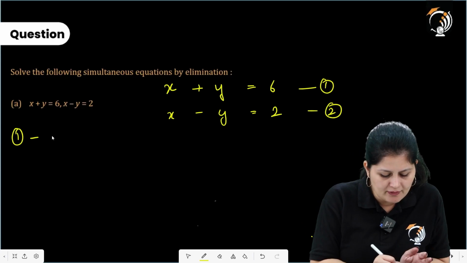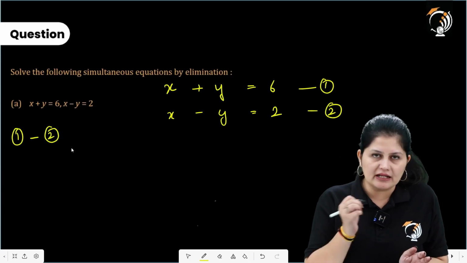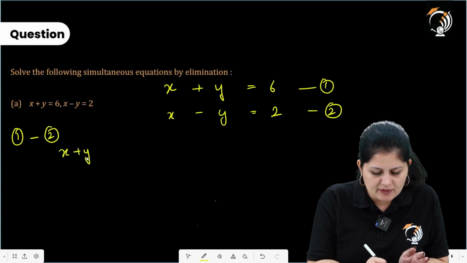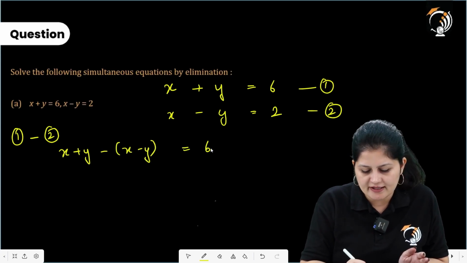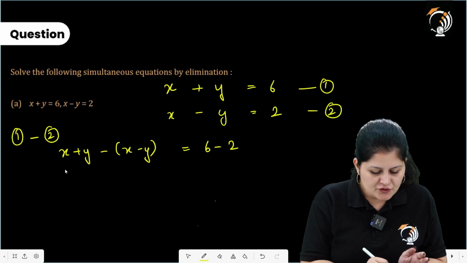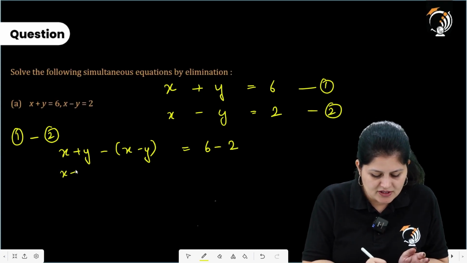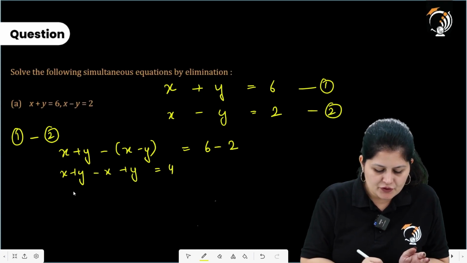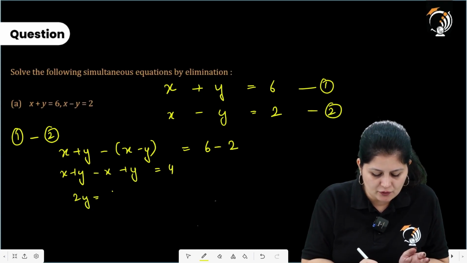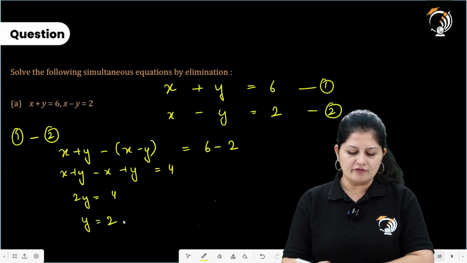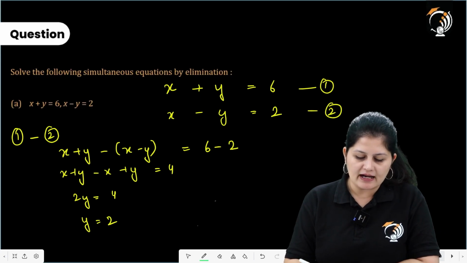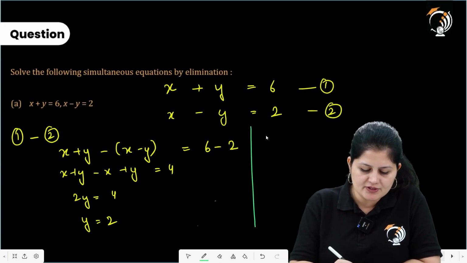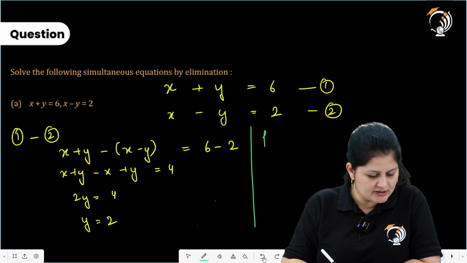If we are doing 1 minus 2, on the left hand side it is going to be x plus y minus x minus y, while on the right hand side it is going to be 6 minus 2. So this is going to be x plus y minus x plus y is equal to 4. So we get 2y is equal to 4 and the value of y will be equal to 2. Correct? And now if we need to get the value of x, from 1 what we can do is, or we can say this thing.